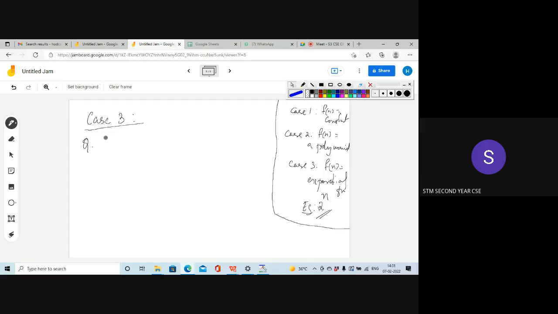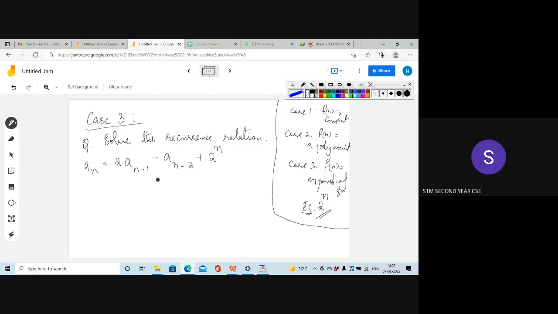Question. Solve the recurrence relation a_n is equal to 2a_{n-1} minus a_{n-2} plus 2 raised to n. This is the recurrence relation given to us.